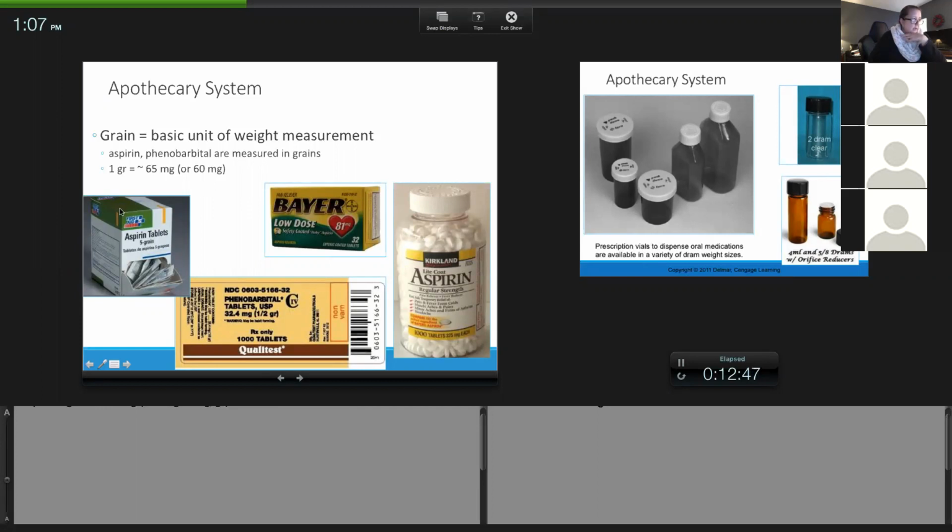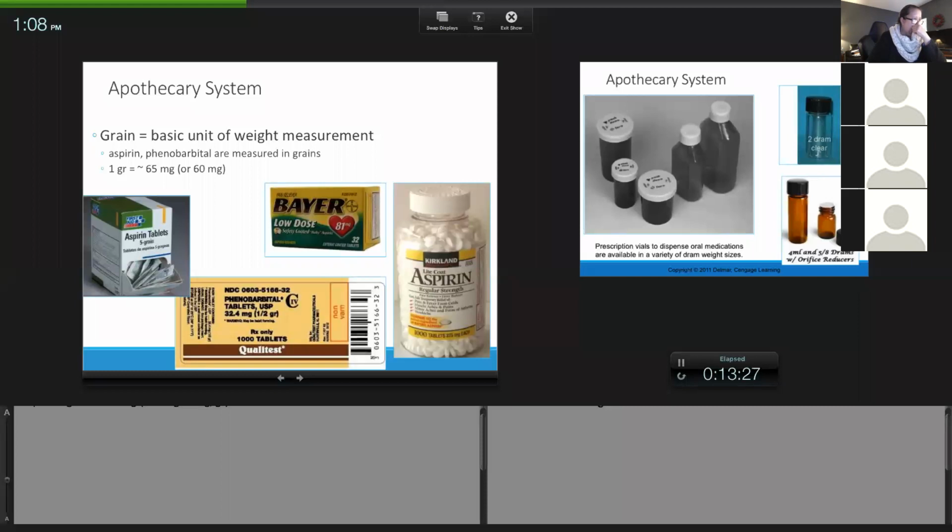So if you look at this picture, this box of aspirin tablets, say they are 5 grain tablets. If you multiply 5 times 65, each of those aspirins are 325 milligram tablets. So right off the bat, that tells you, because 1 grain is equal to 65, but there's 5 grains in each tablet, you've got to multiply 5 times 65. And again, the standard aspirin is about 325 milligrams, a standard adult dose.